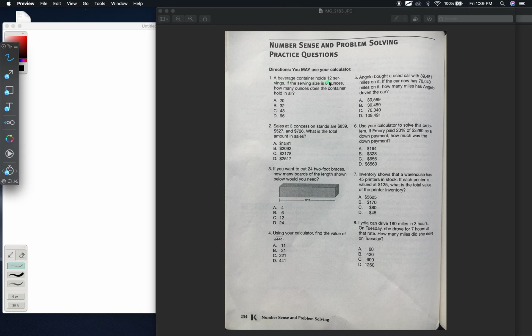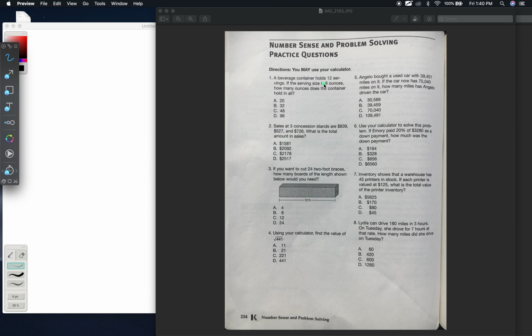A beverage container. This is kind of a combination of things that we've already learned in lessons 1, 2, and 4. The reason I skipped 3 is because 3 is simply teaching you how to use a calculator, and there's not really any actual lessons there as far as doing math work.